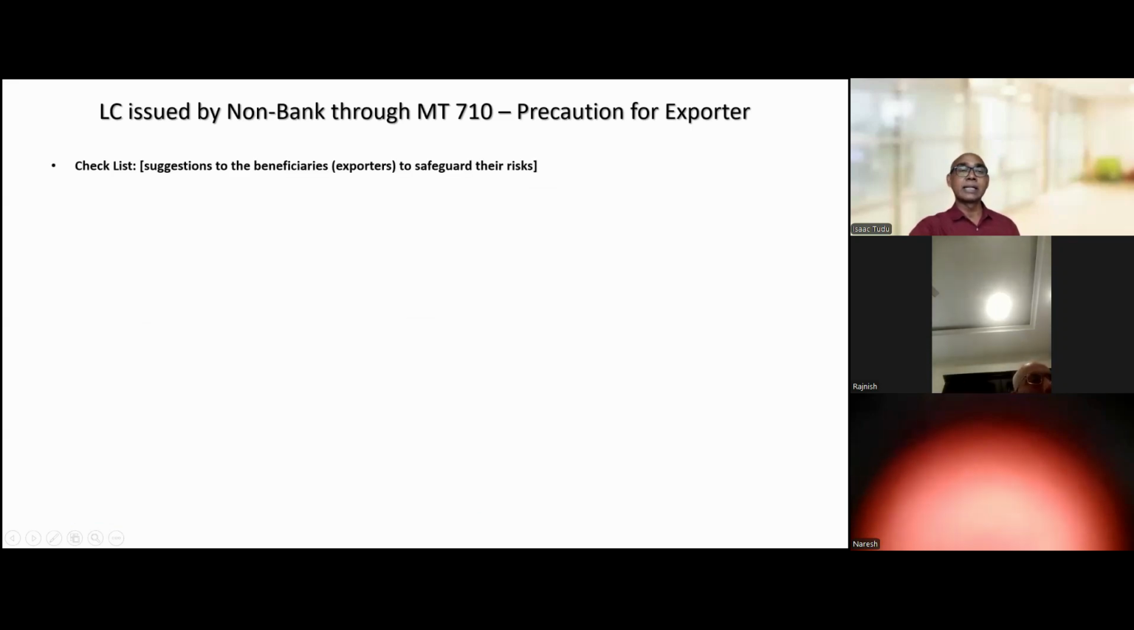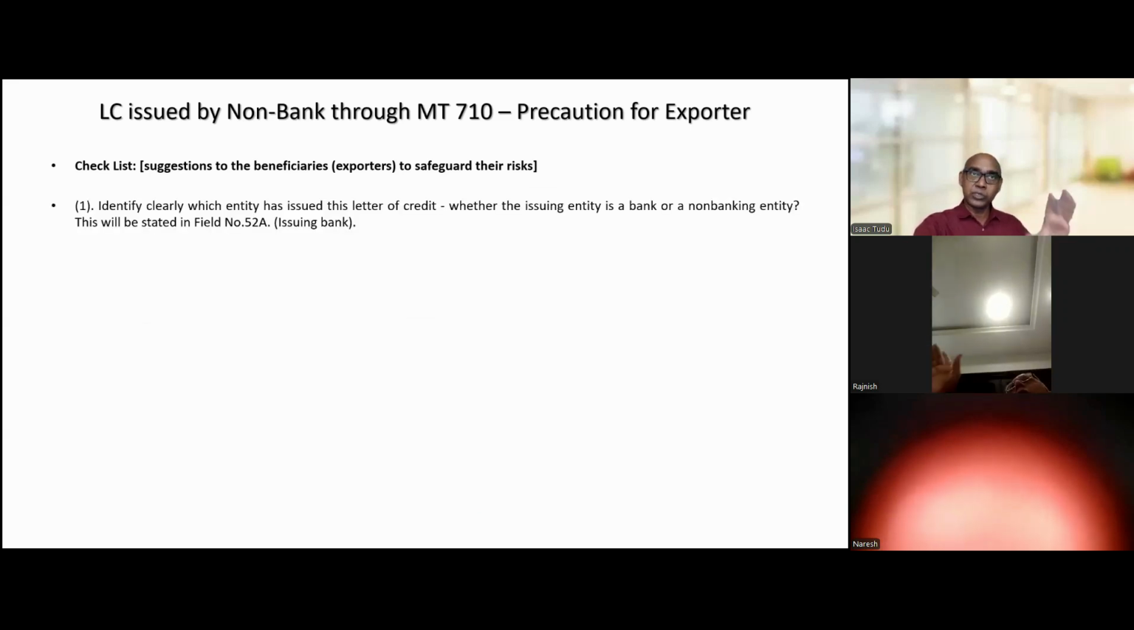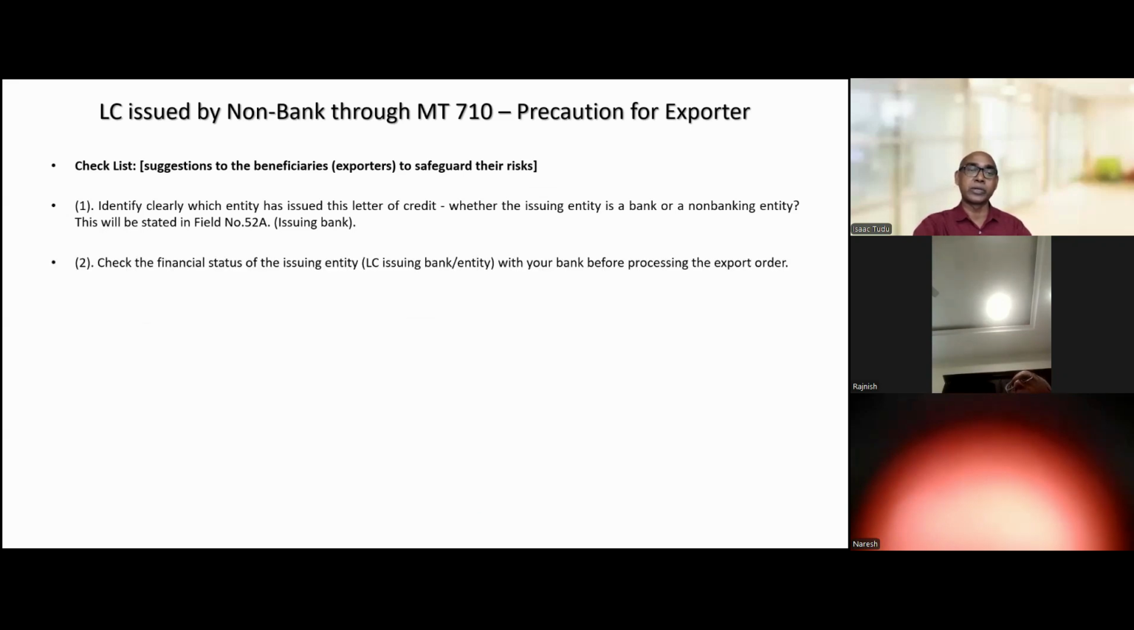Quickly we can see. Checklist. Suggestion to the beneficiaries, meaning exporters, to safeguard their risk. Few of the checklists are given, right? Identify clearly which entity has issued this LC, whether the issuing entity is a bank or a non-banking entity. This will be stated in field number 52A, issuing bank, right? You can go through it.